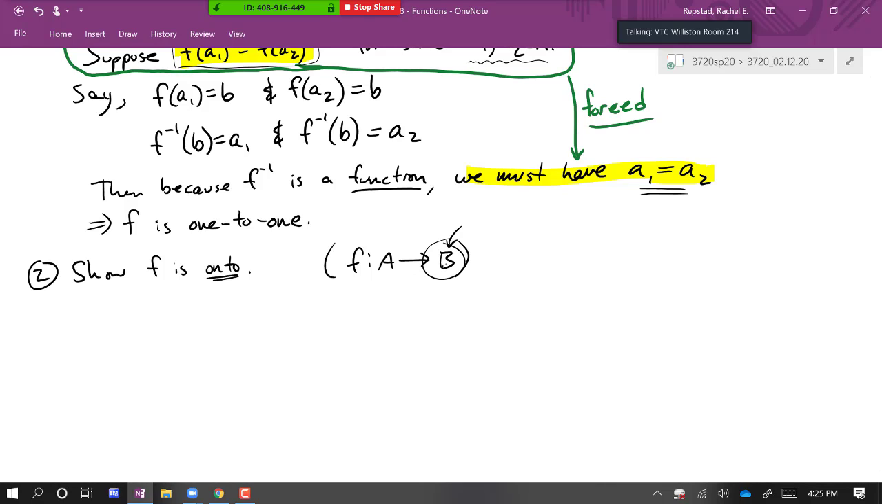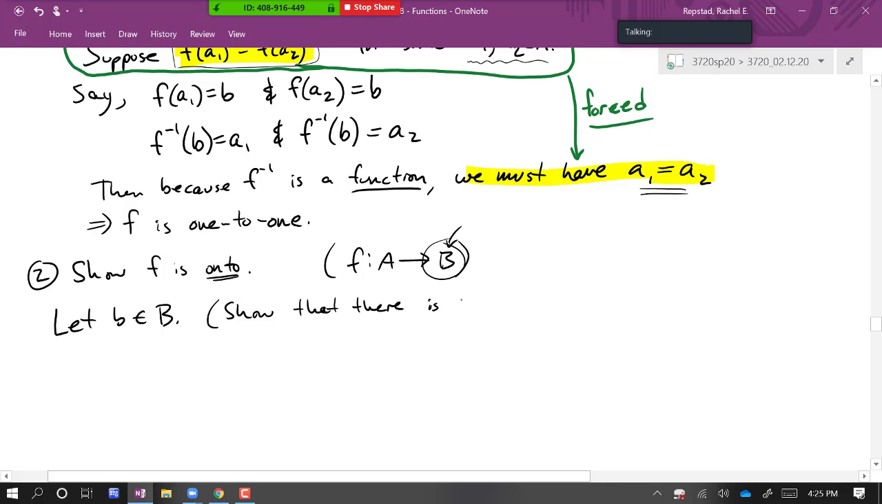So our generic approach for showing that a function is onto or surjective is we pick an arbitrary element of that codomain. So we're going to let B be an element of B. And we're going to show that there exists some element in A that maps to it. So some A in A such that F of A is equal to B.